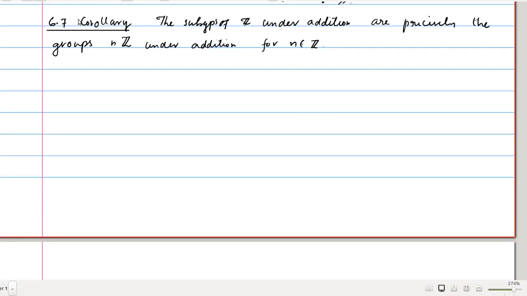As a corollary of the previous theorem, we can prove that the subgroups of Z under addition are precisely the groups nZ under addition for n belongs to Z. That means we will observe the subgroups of Z under addition. Okay, so we start with the cyclic group Z. First of all, we can verify that Z under addition is a cyclic group because of this fact. The cyclic subgroup generated by 1 is Z itself.